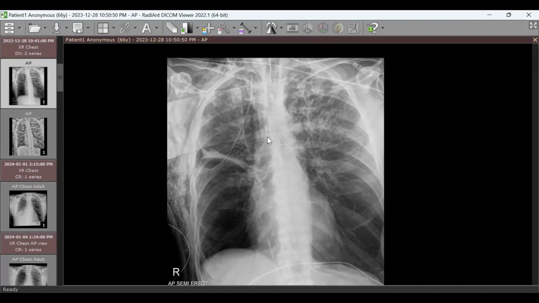Is there a difference if the line is coming from the right side or the left side? If it is on the left side, it indicates a persistent left SVC. Yes, but if it passes normally through the brachiocephalic vein and goes into the lower SVC, do we want to have it lower or higher compared to the right side catheter, for example?